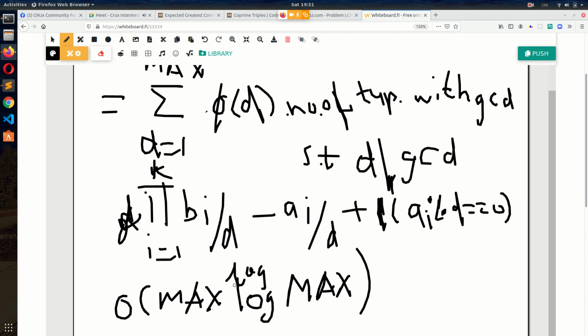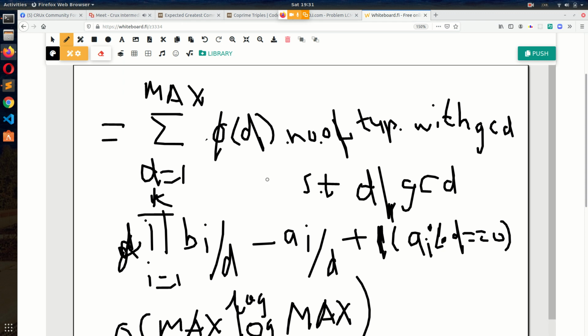So the sieve takes O of max into log max time, and after that you would have all the totient values here, and this takes just O of k time here. So it's O of max into log max plus O of max into k here. And I'll go over the code here. Did everyone get the logic behind here? Is any part unclear?